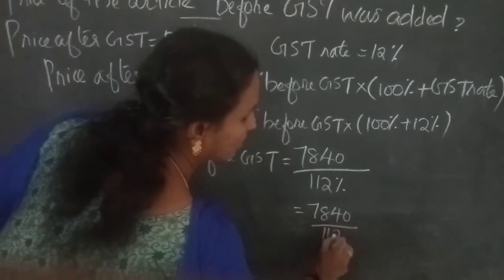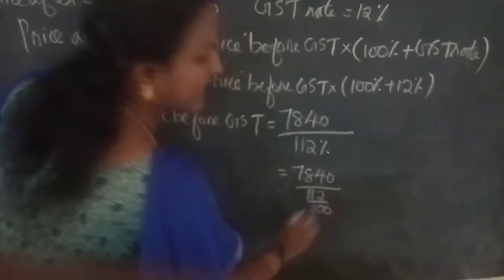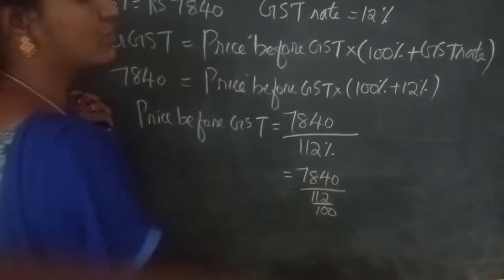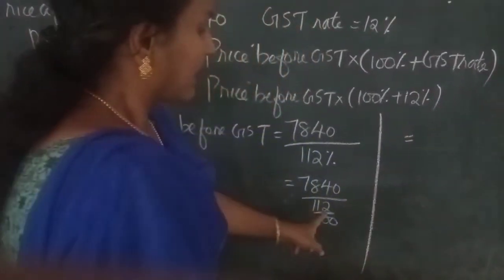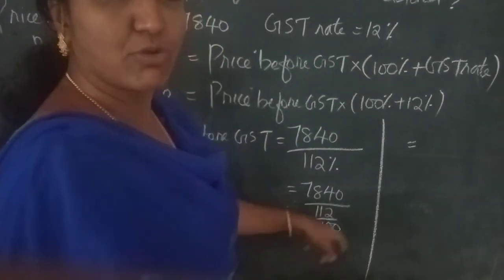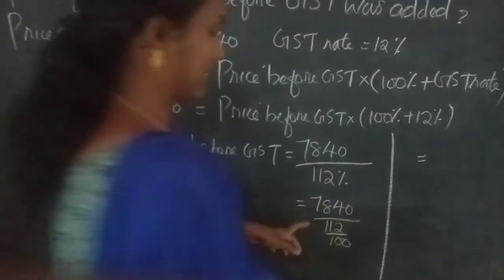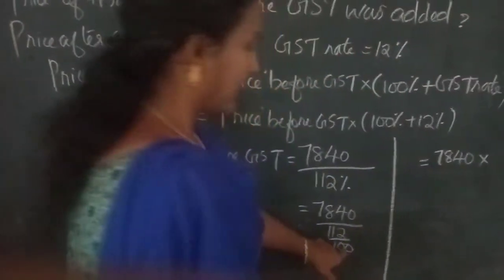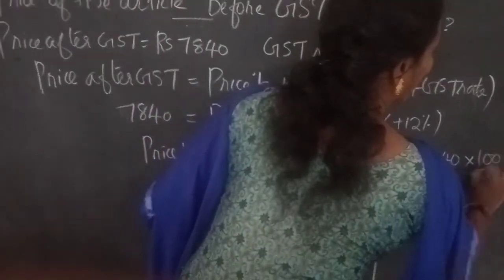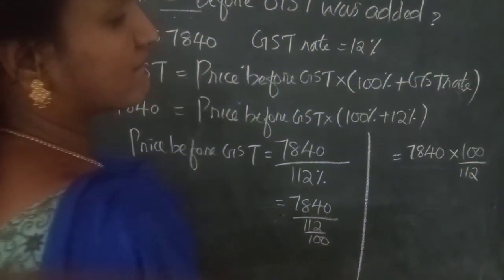112% means 112 divided by 100. It's a fraction with the denominator 100. So here the denominator is a fraction, so multiply by the reciprocal. So 7,840 into 100 divided by 112. 100 divided by 112.